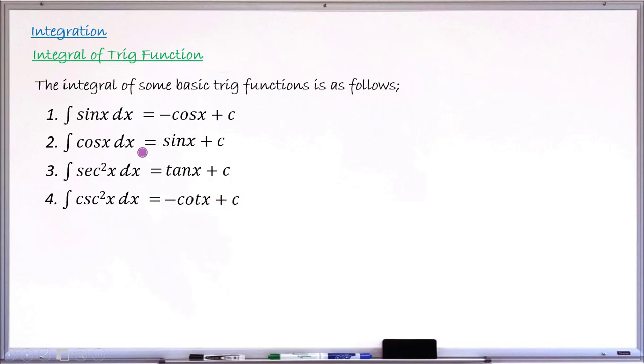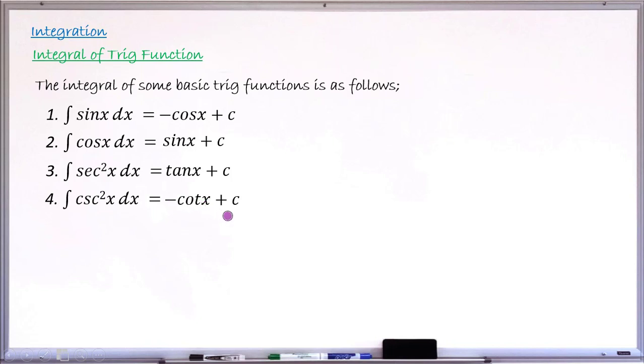These are just some of the basic trig functions and their integrals. You have to commit this to memory. That is, the integral of sin x is minus cos x, the integral of cos x is sin x, the integral of sec square x is tan x, and the integral of cosec square x is minus cot x. You have to commit this to memory.